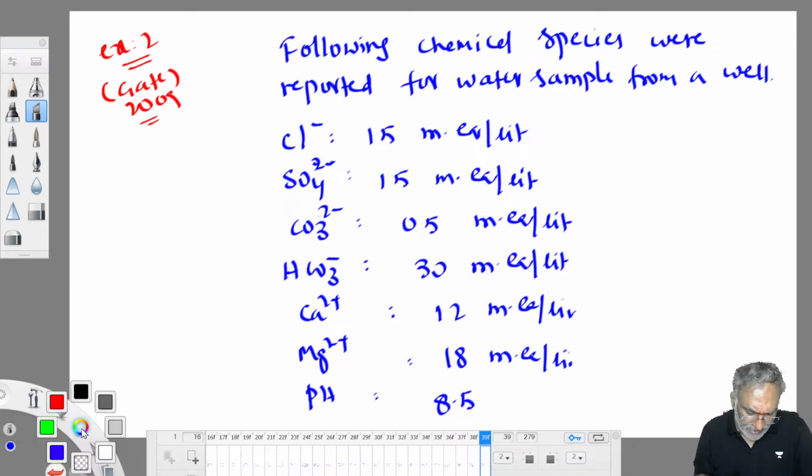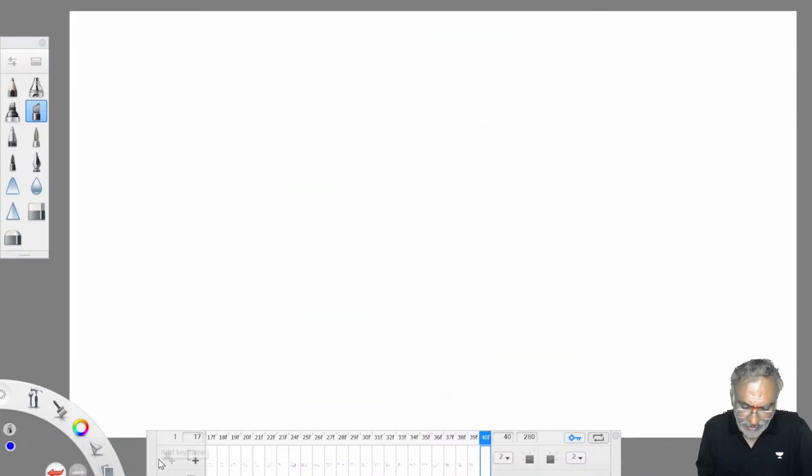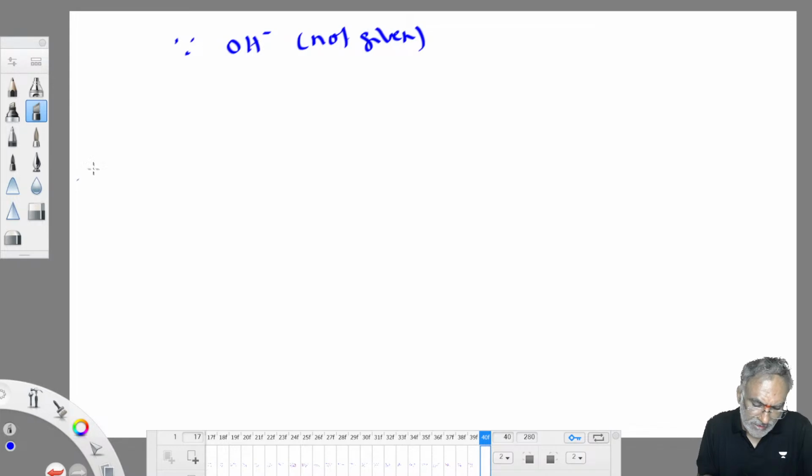So what are the substances required to be taken for the calculation part? For us, carbonates, bicarbonates, OH. Carbonates are there, bicarbonates are there. With this we can find out. Since OH is not given, we assume it as 0. Therefore, OH minus ions we take as 0.